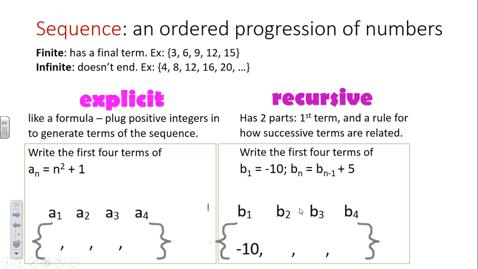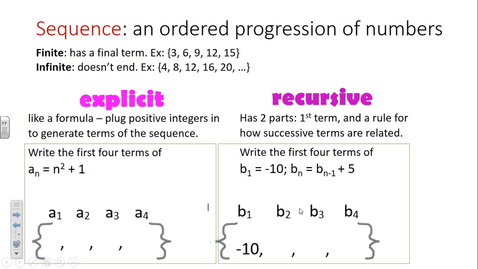So far, so good? Okay, so when we're talking about a sequence, this ordered progression of numbers, we have two types of formulas that we can use to generate a sequence. One of them is called an explicit formula. It's just basically you plug in a number, you get something out. The other one is called a recursive formula, and that one depends on what happened before in order to create the next. So the explicit formula is plug in positive integers to generate the terms, and we have an example of one that we want to generate the sequence for.